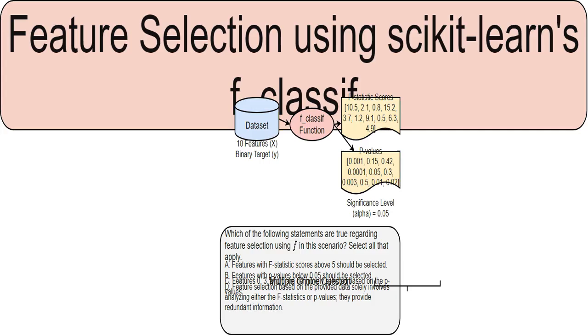Now comes the quiz. I need to figure out which statements about my feature selection are true, given the f statistics and p-values and the significance level. Let's see if I can ace this. I have 10 different features, I'm representing them as x, and one binary target variable, my yes, no answer, which is y. I want to figure out which of these 10 features are the most relevant in predicting y.